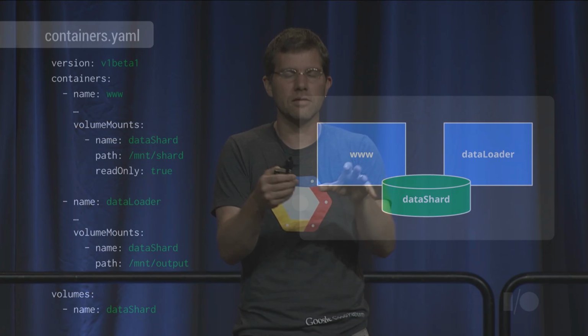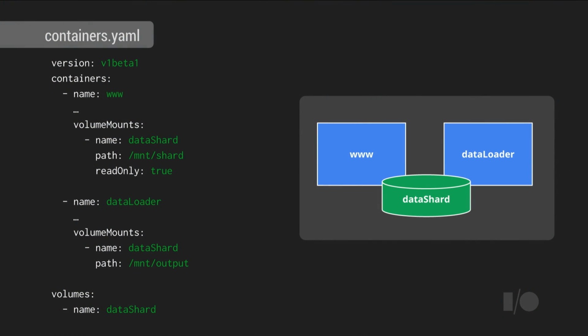The way that these two containers communicate is through a shared volume. So you can see at the very bottom there, we have this volume that's named data shard.